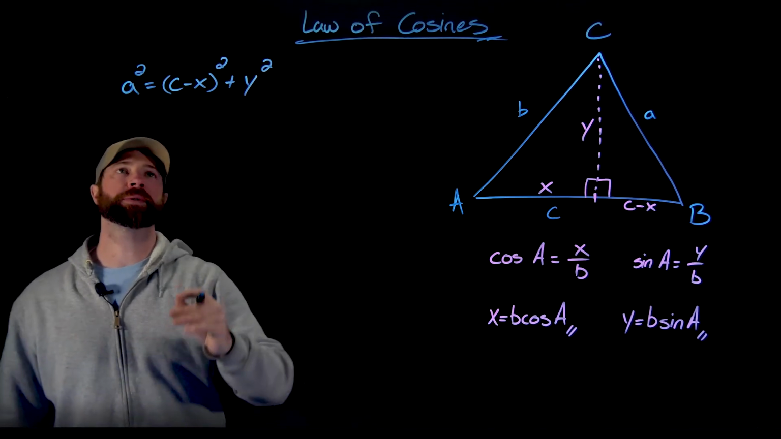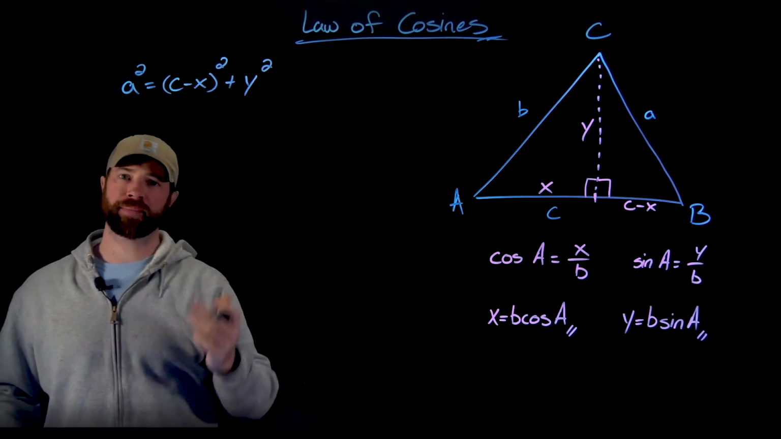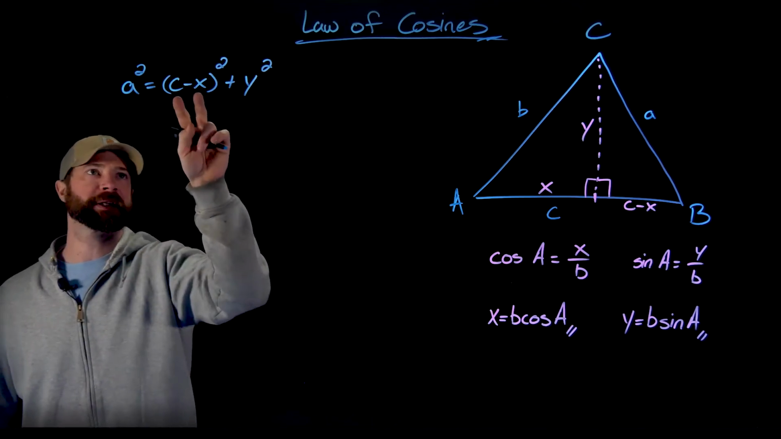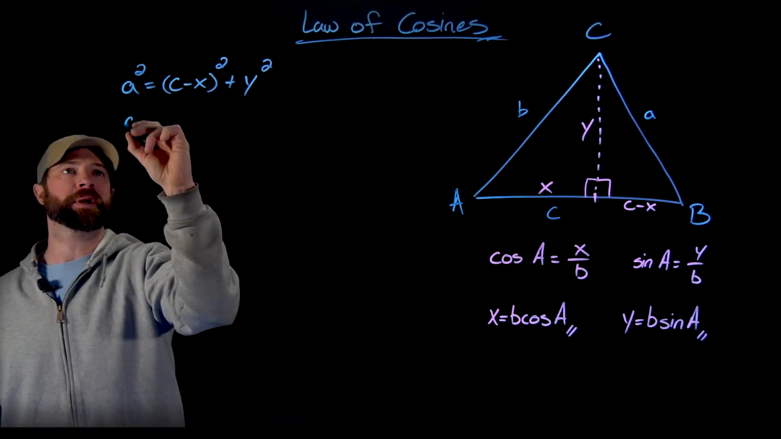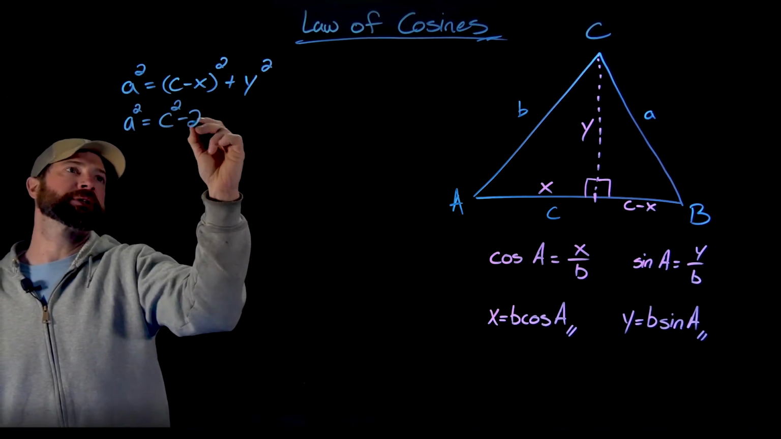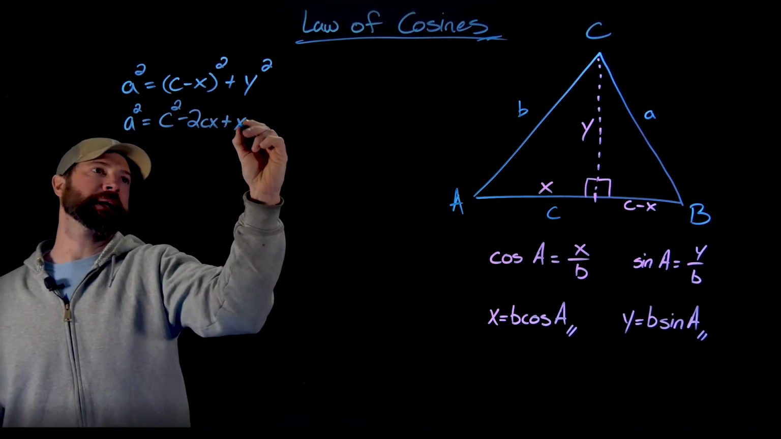Then I'm going to expand this out. Importantly, this is (c minus X) times (c minus X). I'm going to FOIL this out because it's a squared binomial. And what I get is a squared equals c squared minus 2cX plus X squared, plus Y squared.